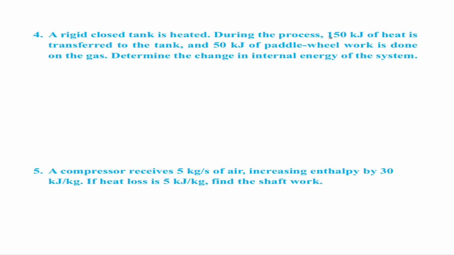Next question. A rigid closed tank is heated. During the process 150 kilojoule of heat is transferred to the tank and 50 kilojoule of paddle wheel work is done on the gas. Determine the change in internal energy of the system.